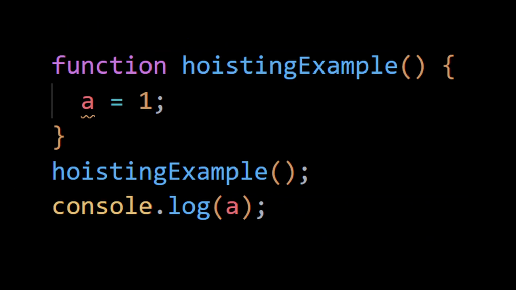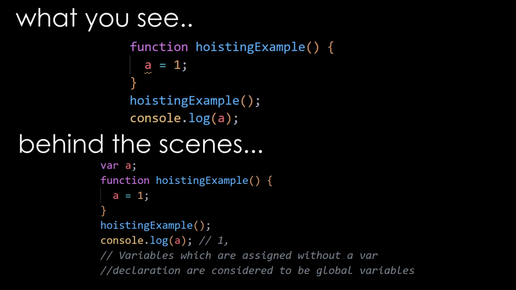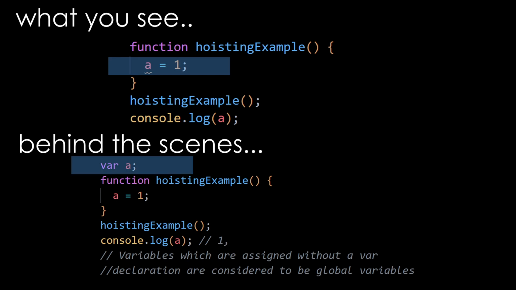Many people get this wrong by guessing the output to be not defined or so, but the correct answer here is 1. Here's the behind the scenes implementation of this code. Basically, variables which are assigned without a var declaration are considered to be global variables. That's why a becomes 1 when logged below.